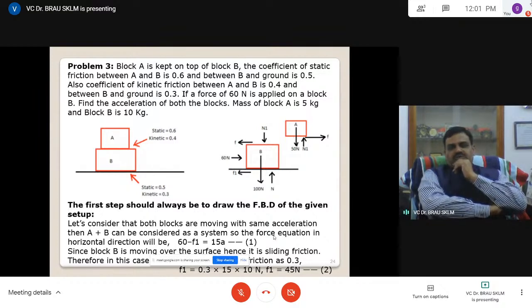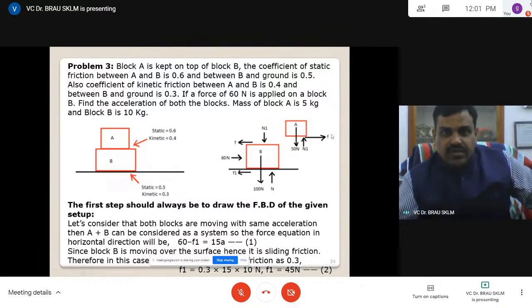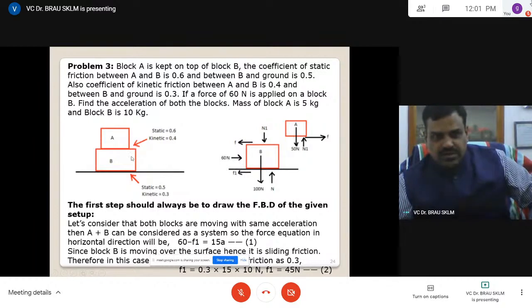See, let us consider both the blocks are moving in the same direction. Consider the system. Now here what we will write, this is the free body diagram. F is acting here and F1 is acting here, and 60 newtons horizontal. Because this block B is moving towards the right, the frictional force is acting towards the left.